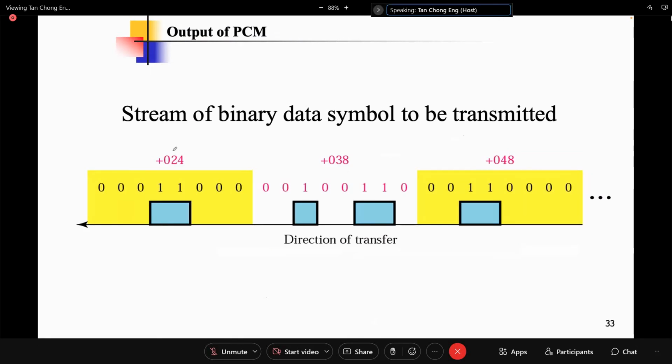And this is exactly what it looks like. So plus 24, this is the value that you have. They're using 8 bits to represent it. And then later the next one is plus 38. Another 8 bits to represent. Okay, so this is very straightforward. So I think this one you do not have much of a problem.